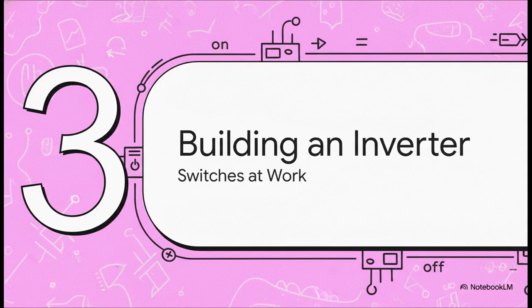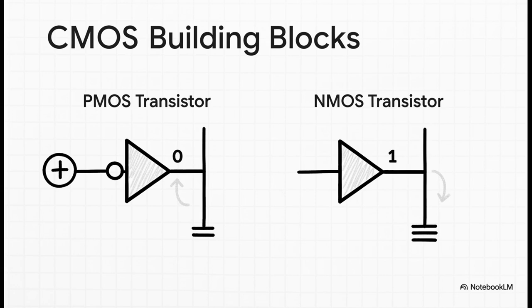The best way to really understand any theory is to see it in action. So let's build something. We're going to build the simplest possible logic component, an inverter or a NOT gate, using this exact switch level mindset. To build our circuit, we just need two types of switches. First up is the PMOS transistor. Think of this as our pull-up switch.